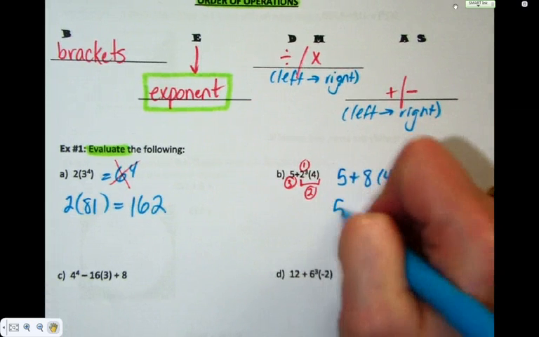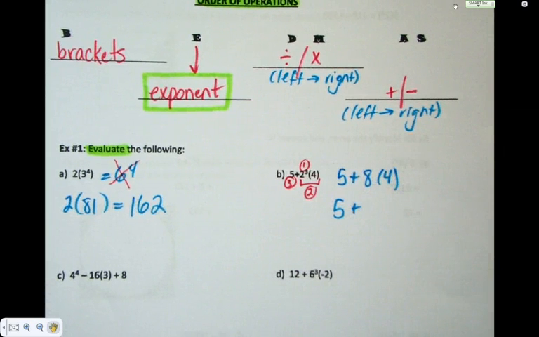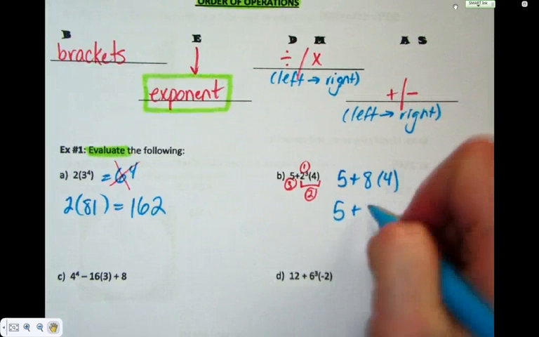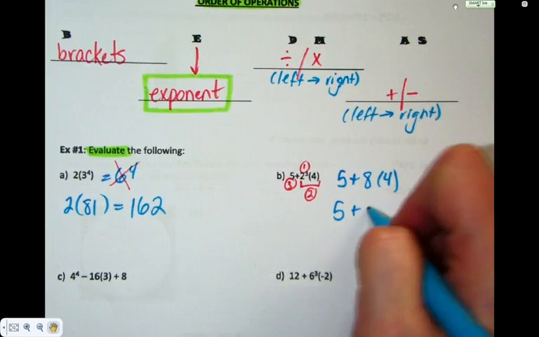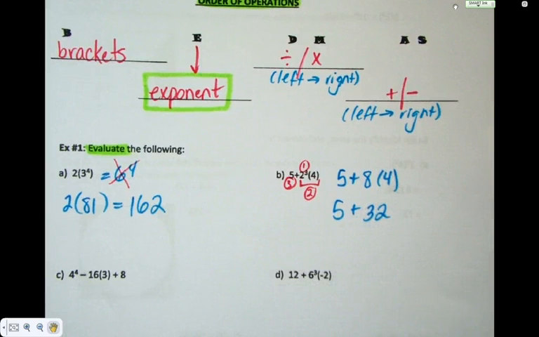Now I'm going to keep the 5, I'm going to keep the plus sign, I'm doing the multiplication first. 8 times 4. And the last step, adding it together, 5 and 32.